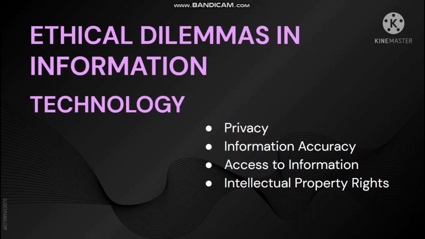Ethical dilemmas in information technology. So, dilemmas are discussed in relation to four areas, and those are privacy, information accuracy, access to information, and lastly, intellectual property rights. But let's talk first about what is privacy. So, privacy is the right of individuals to retain certain information about themselves without disclosure and to have any information collected about them with their consent protected against unauthorized access.